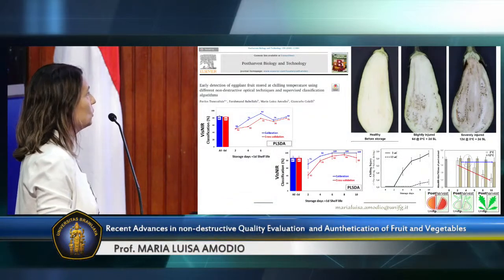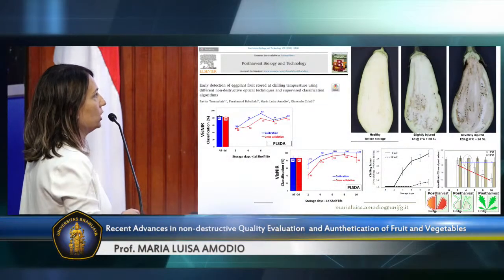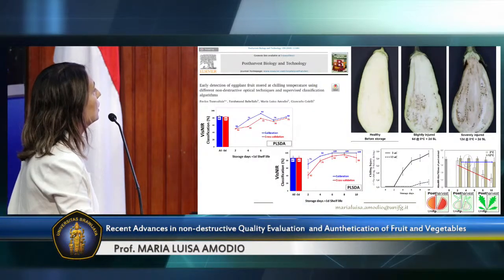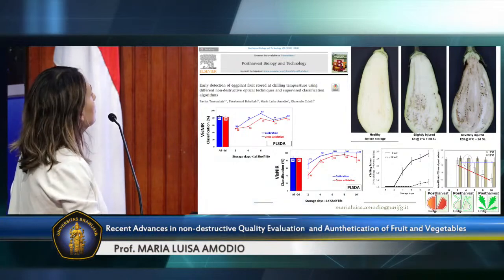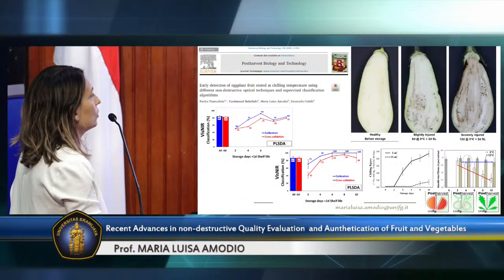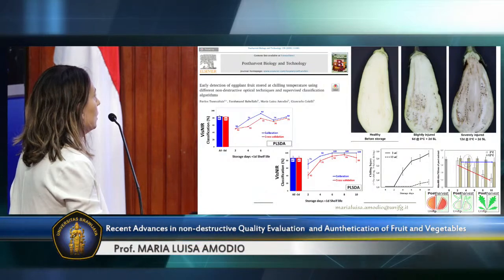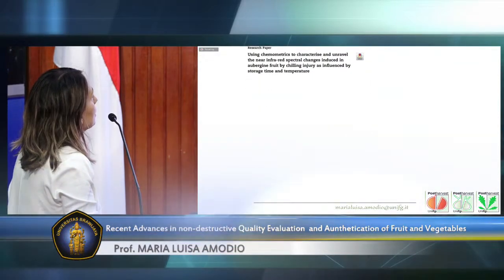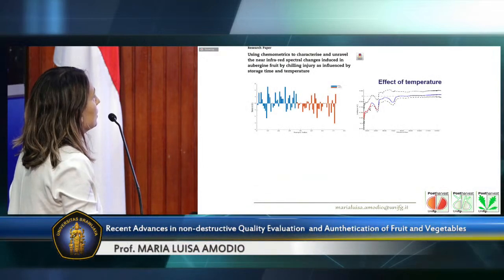And so we could see the occurrence of chilling injuries already after 3 days, and depending on the algorithm, we could have a good separation of chilled and non-chilled product over time of storage. Still on eggplants, another study.